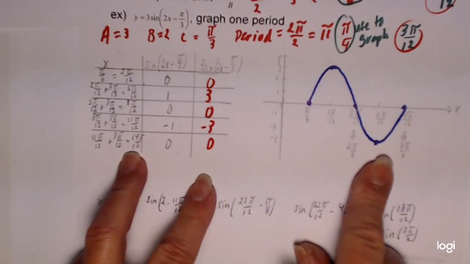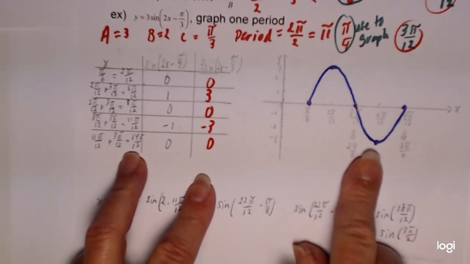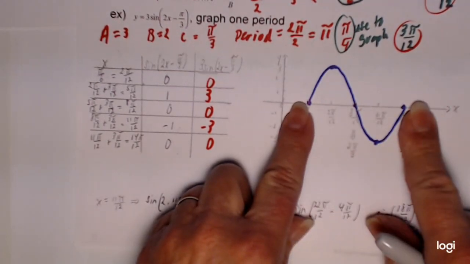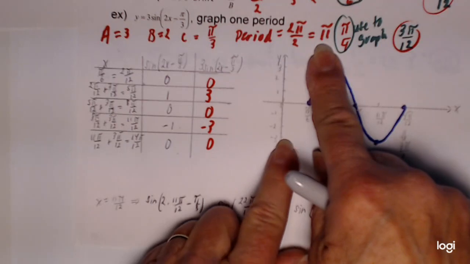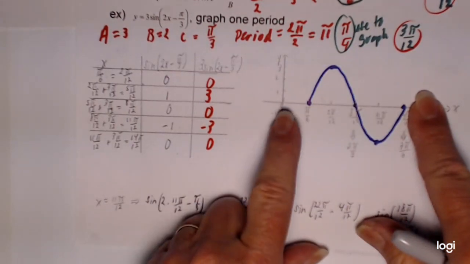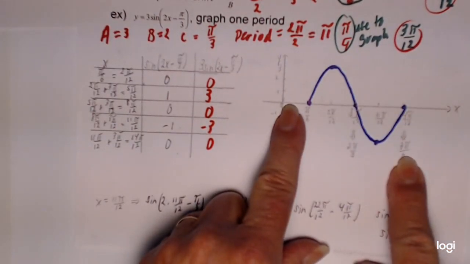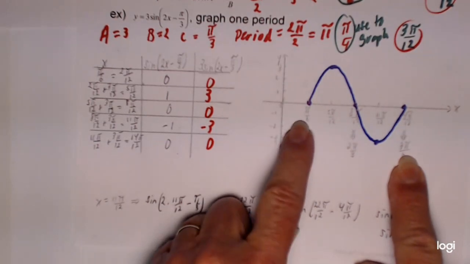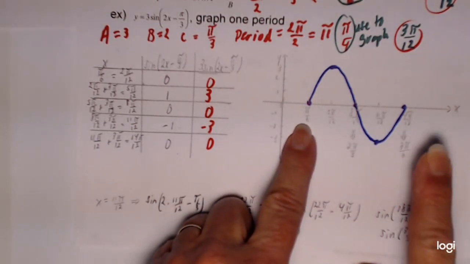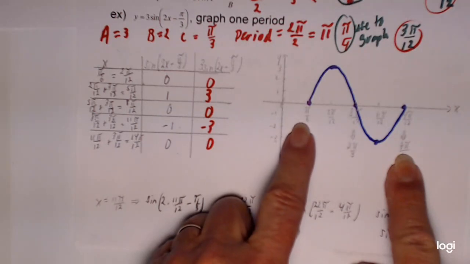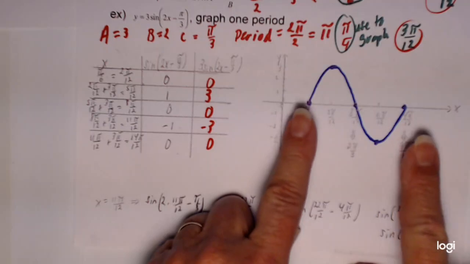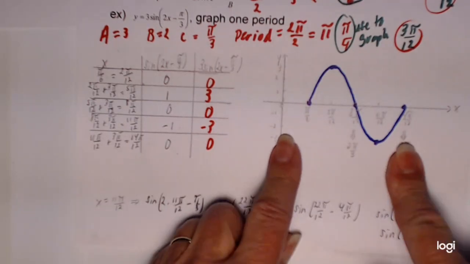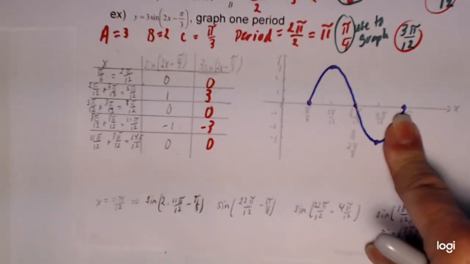So I want to take a look at this. The period on this, we can see the period here. And now let's check it out because we said that the period was pi. So if we look at our period here, we can see that we end here at 7 pi over 6 and we start at pi over 6. So 7 minus 1 is 6. 6 pi over 6 is pi. So there is our period. So we have done it correctly.